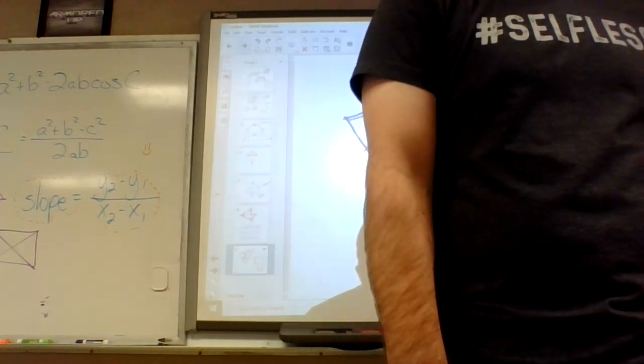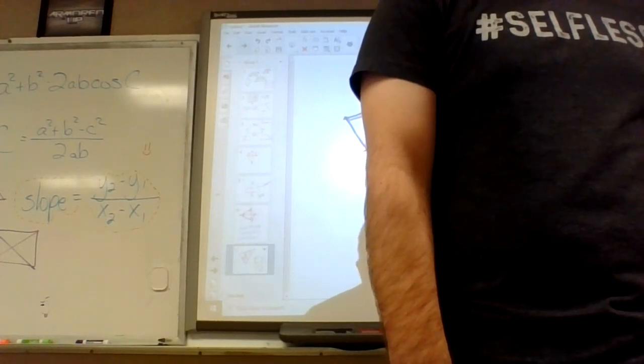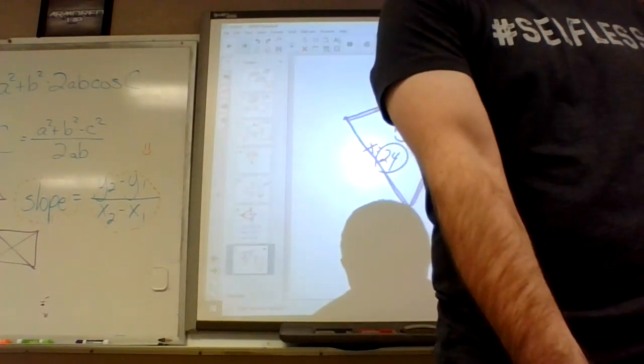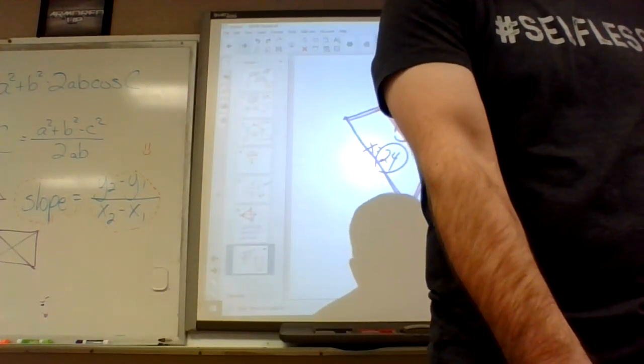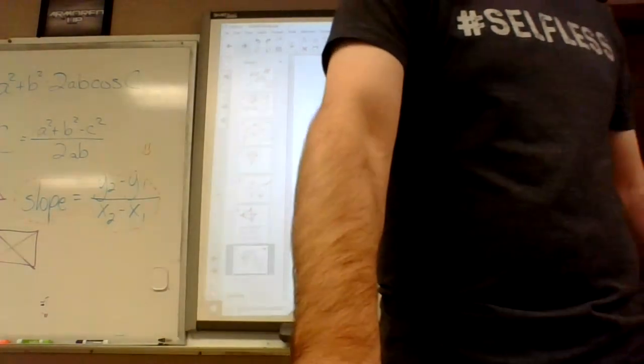Well, you know B and D have to be the same thing, right? So just set those equal to each other and solve for x. And that's pretty much it. Once you get x, you plug it back in.